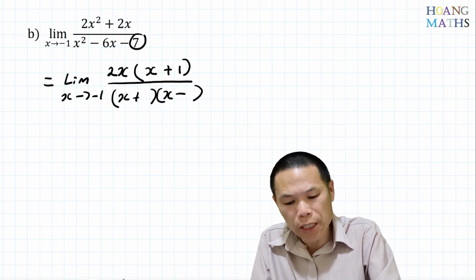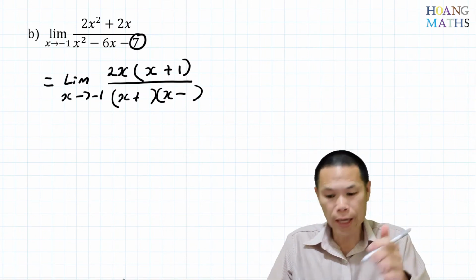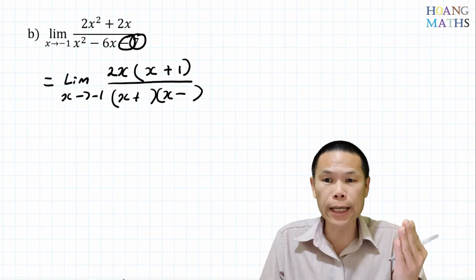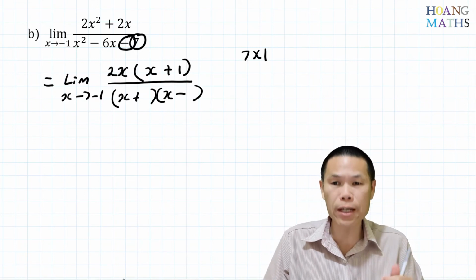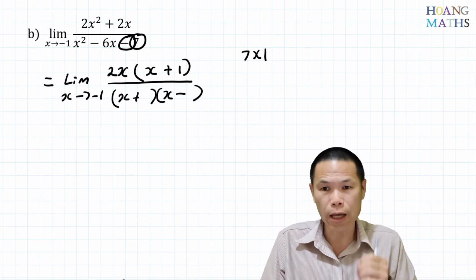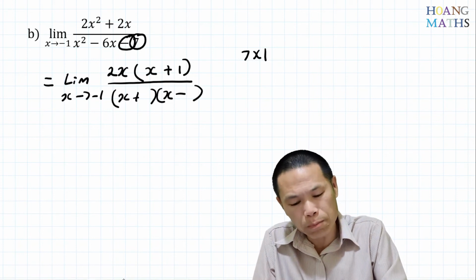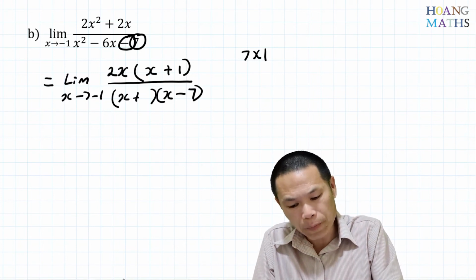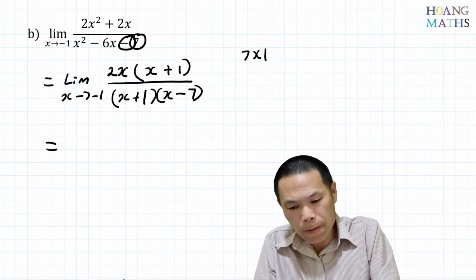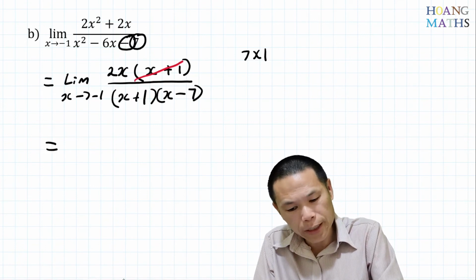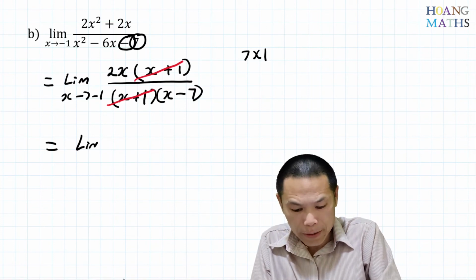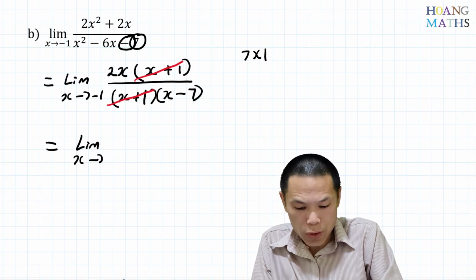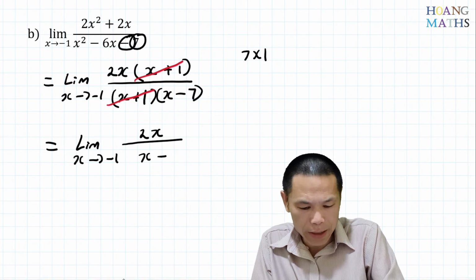Now two numbers times together to give me 7, and the difference is 6. So that should be 7 and 1, because 7 times 1 is 7 and 7 minus 1 is 6. But then it's negative 6, so therefore the bigger number must be on the negative side. That's it. So now I just simplify this. This cancels with this. So now we have the limit as x approaches negative 1 of 2x over x minus 7.